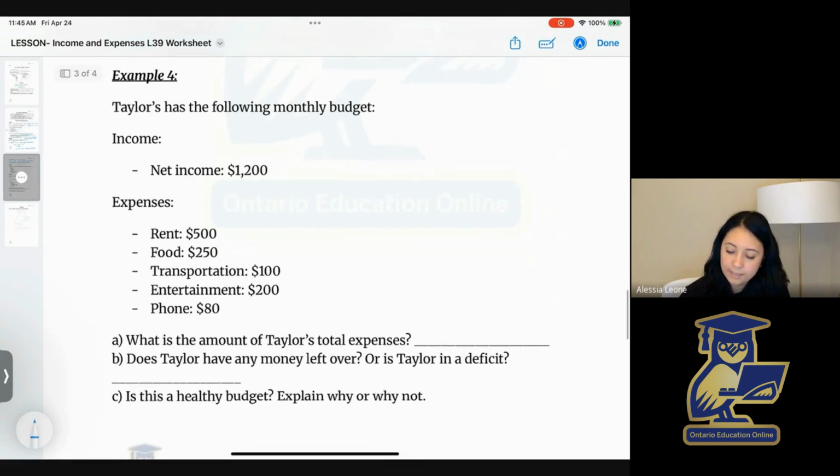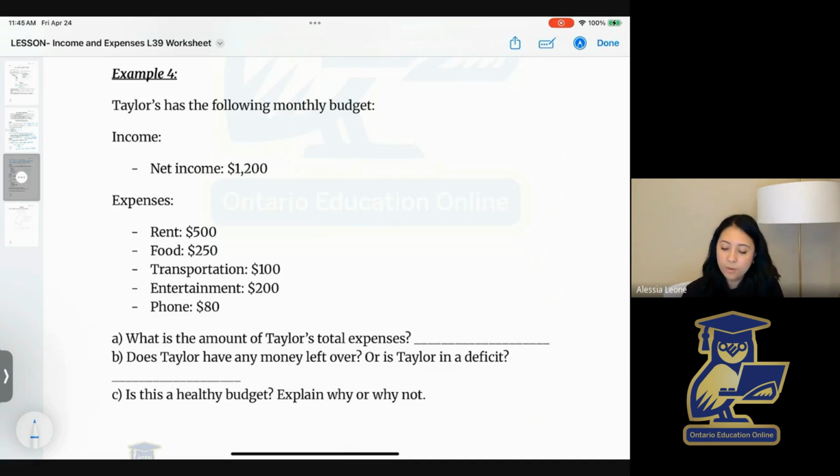Taylor, example 4. Taylor has the following monthly budget. So Taylor has a net income of $1,200. So that means that after deductions, Taylor's bringing home $1,200. Now this is the list of Taylor's expenses. $500 on rent, $250 on food, $100 on transportation, $200 on entertainment, and an $80 phone bill.